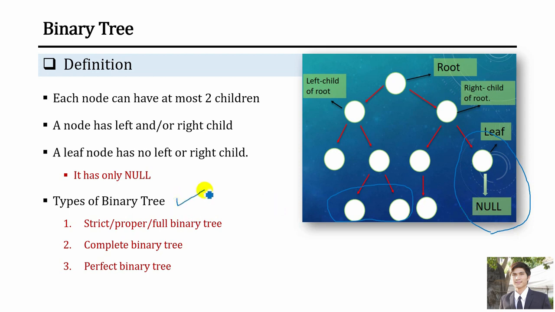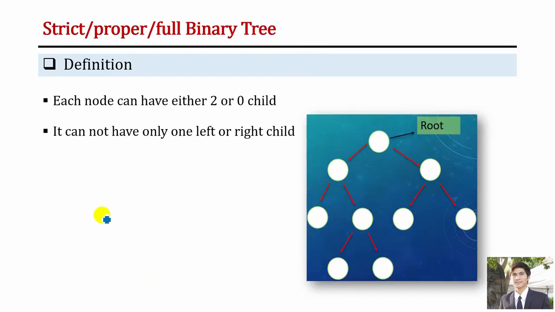And here are the main types of binary tree. We have some properties here: strict, proper, or full binary tree. What are they? And we have the complete binary tree and the perfect binary tree. A strict, proper, and full binary tree refers to a binary tree in which each node can have either 2 or 0 children. It cannot have only one child. Either it has no child, which means it is a leaf, right? We cannot have only one line here because this is not allowed in a strict, proper, full binary tree. It's just a property.